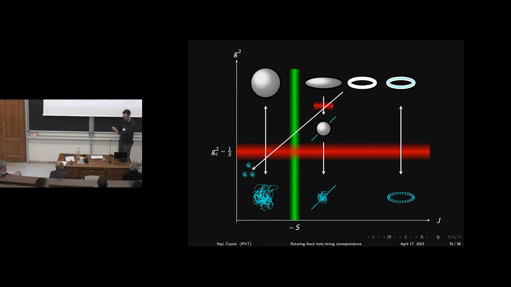But if you start with the string bar, it goes up, it becomes something like a hybrid string. If it goes down, it can possibly transition into something which is slightly different. It should have the same entropy, but these kind of transitions are not particularly understood. I don't think that there has been a very explicit calculation that has been done.